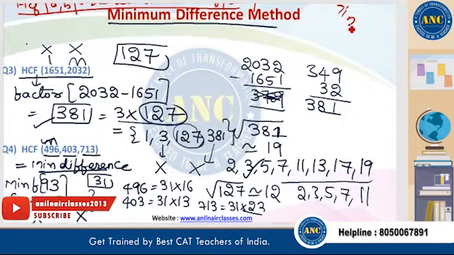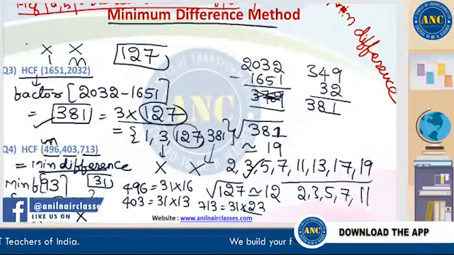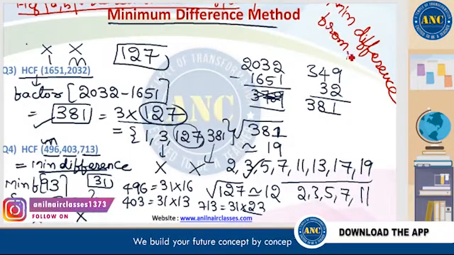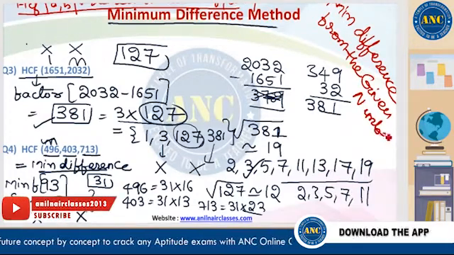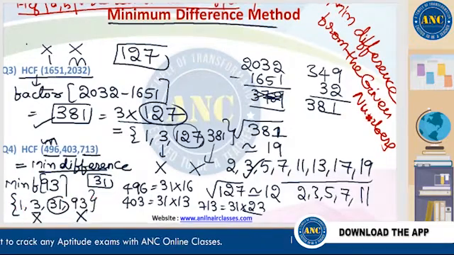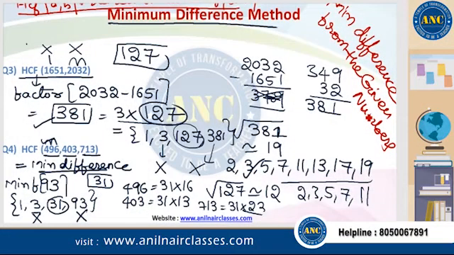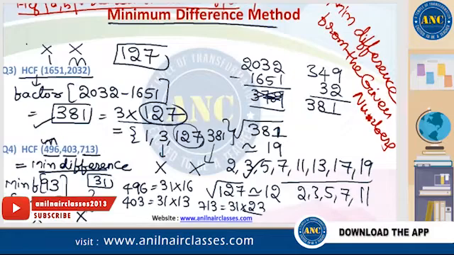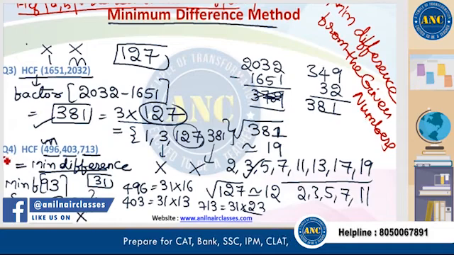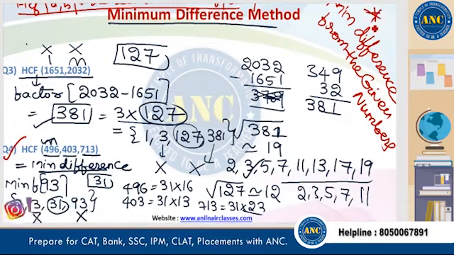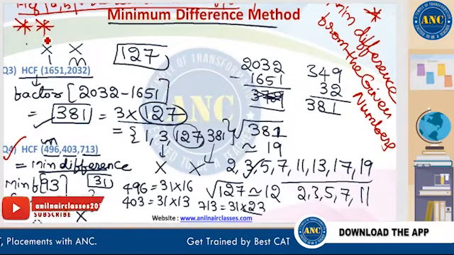Or take the minimum difference from the given numbers and find its factors. HCF of any two numbers: the answer is nothing but an element in the set of factors of B minus A, or the minimum difference from the given numbers. This question uses this concept and question number 3 uses this concept. I hope the idea is clear.